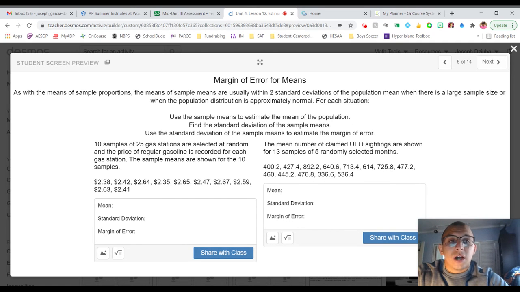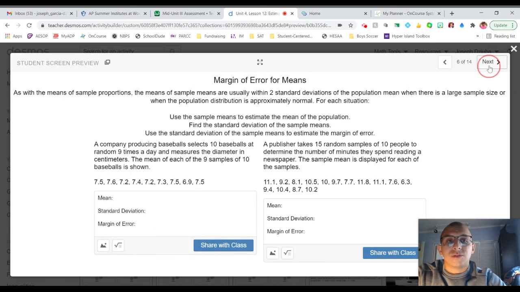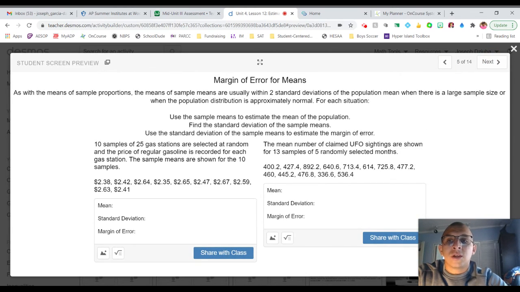All right, within this next activity, so it's over 2 slides, we have 4 different scenarios. As with the means of sample proportions, the means of sample means are usually within 2 standard deviations of the population mean when there is a large sample size or when the population distribution is approximately normal. So you have 3 tasks before you. These are: use the sample means to estimate the mean of the population, find the standard deviation of the sample means, and then use that value to estimate the margin of error.